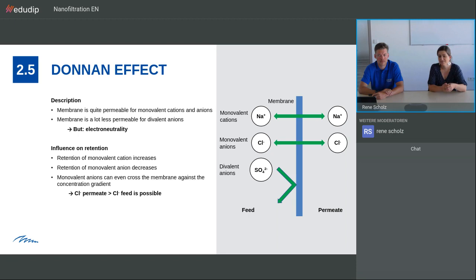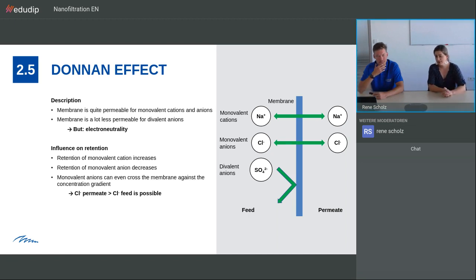What happens here is if the concentration of sulfate is high enough, you see a very strange effect. So chloride can cross the membrane even against the concentration gradient, which means you could have a higher chloride concentration in the permeate than in the feed. This will happen only if you have a lot of divalent anions that cannot pass the membrane. But it is an interesting thing to keep in mind, because this is something that would not happen with a reverse osmosis membrane.